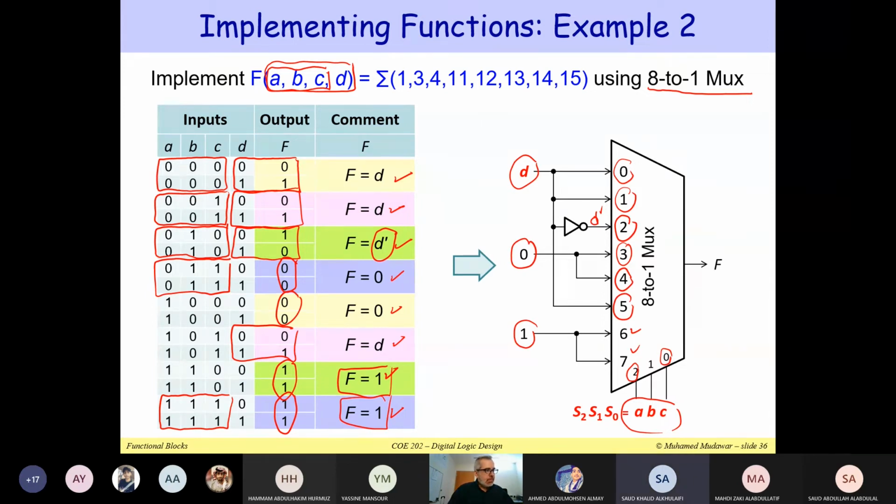Doctor, can't I use here a 4-to-1? Sorry, I can use what? A 4-to-1 multiplexer?